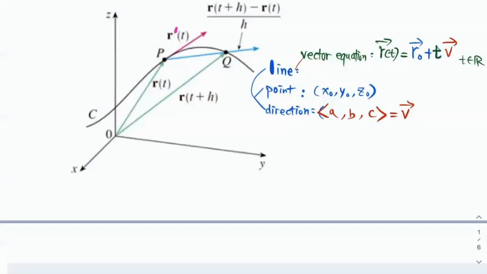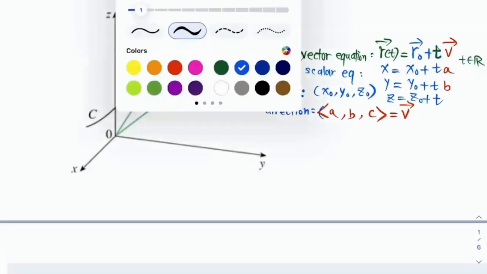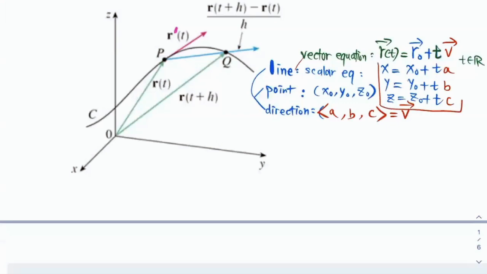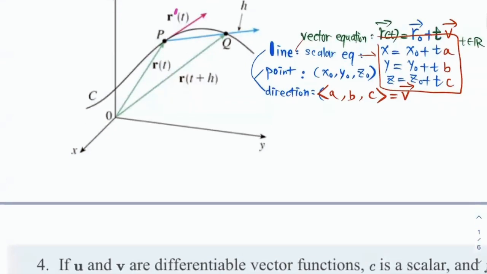What are the scalar equations for the line right here? x equals what? Yes. So the scalar equations will be x equals x naught plus t times a. And then y equals y naught plus t times b. And then z equals z naught plus t times c. Yeah, you got it. So those three are the scalar equations, right? And there's also a symmetric equation. Do you guys remember what the symmetric equation was?